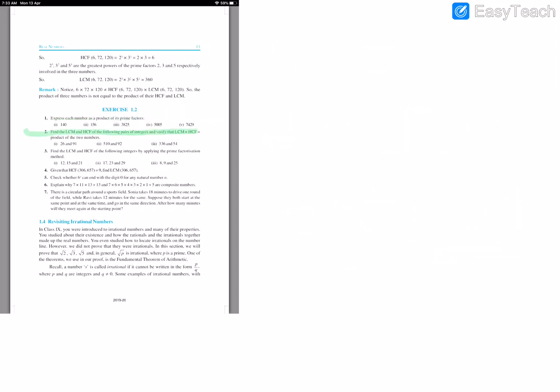Now we are discussing the second exercise, second Roman, that is find LCM and HCF of the following pairs of integers and verify that LCM into HCF is equal to the product of the two numbers, that is A into B. This you can do like we have done for 36 and 24. In the third Roman they are asking to find the LCM and HCF of the following integers by applying the prime factorization method. It is the same, but here there are three numbers, so you have to be a little bit careful.